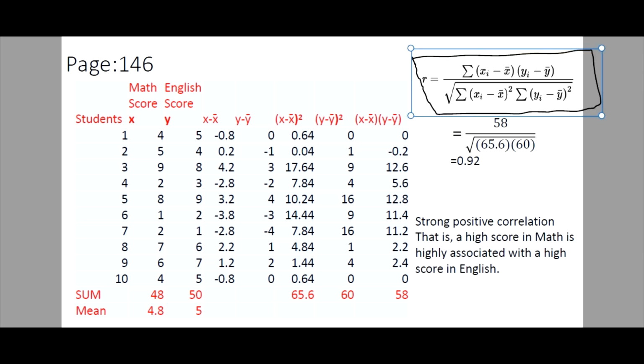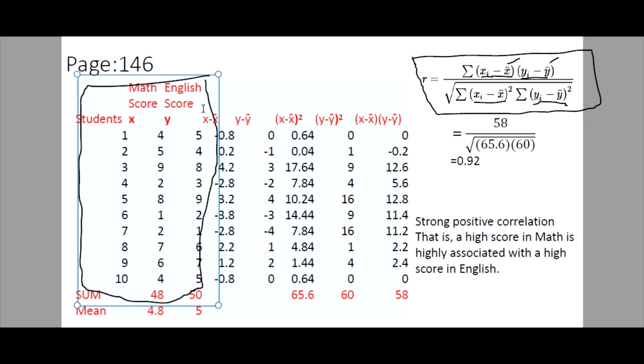So we'll be needing the mean of the x's, or the math score, and the mean of the English scores. We'll also be needing their differences from the means, and the squares of these two differences. That's why we have this table. This is originally the given, these three columns.